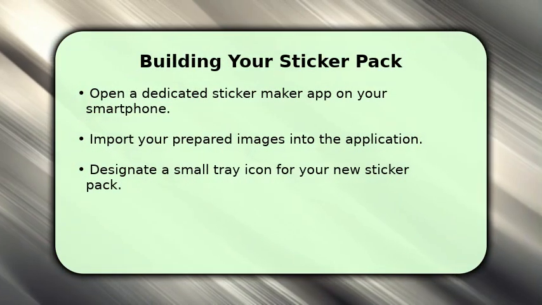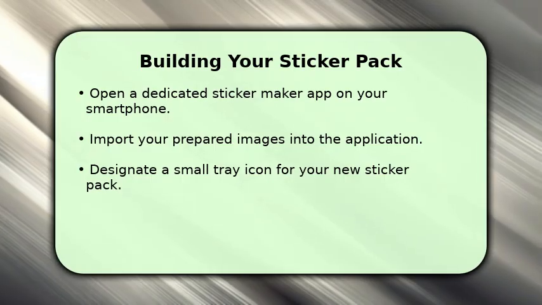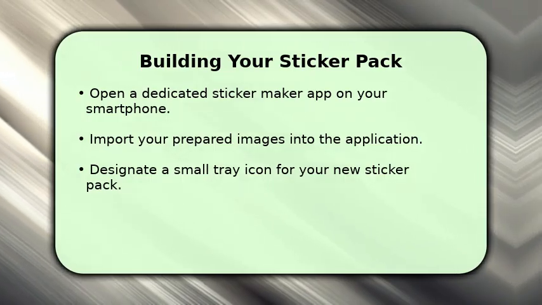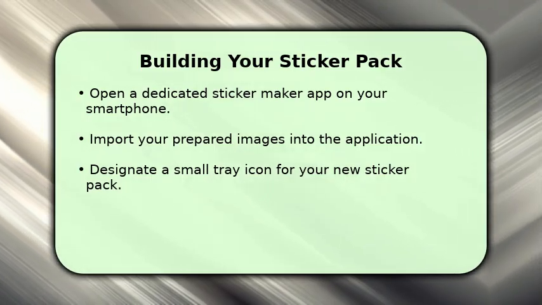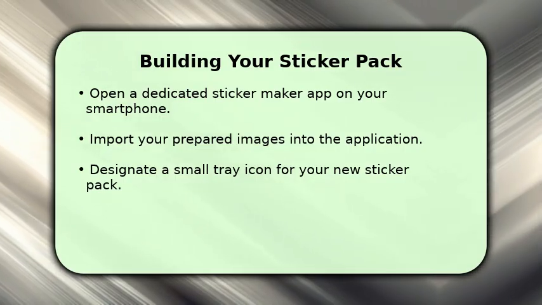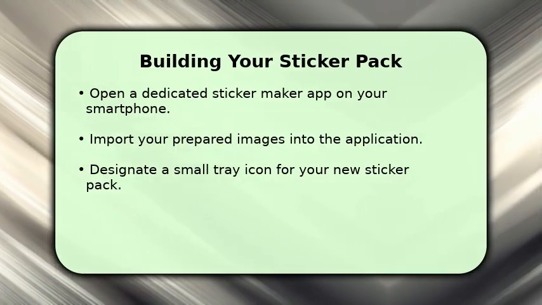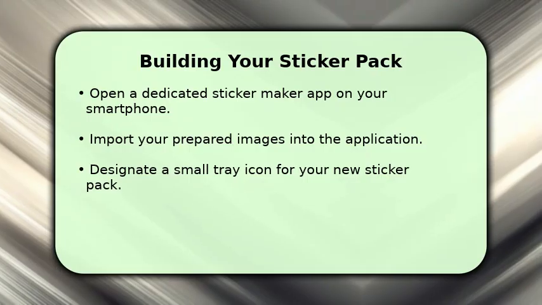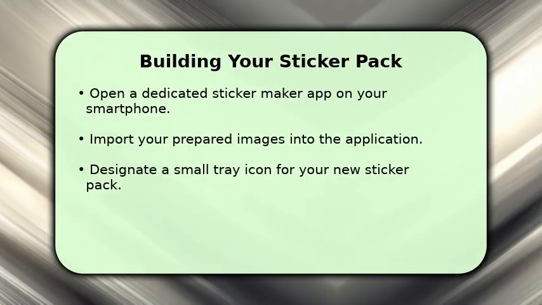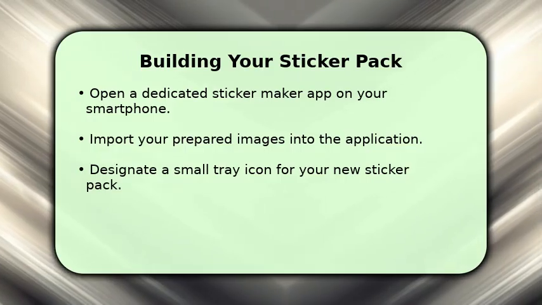Now, let's build your sticker pack using a dedicated sticker maker app. Launch the application and begin importing your carefully prepared images. You will need to select a small 96 by 96 pixel image to serve as your pack's tray icon, which is how it appears in WhatsApp. Remember, each pack must contain a minimum of 3 stickers and can hold up to a maximum of 30. Once you have added your desired stickers, your pack is almost ready.